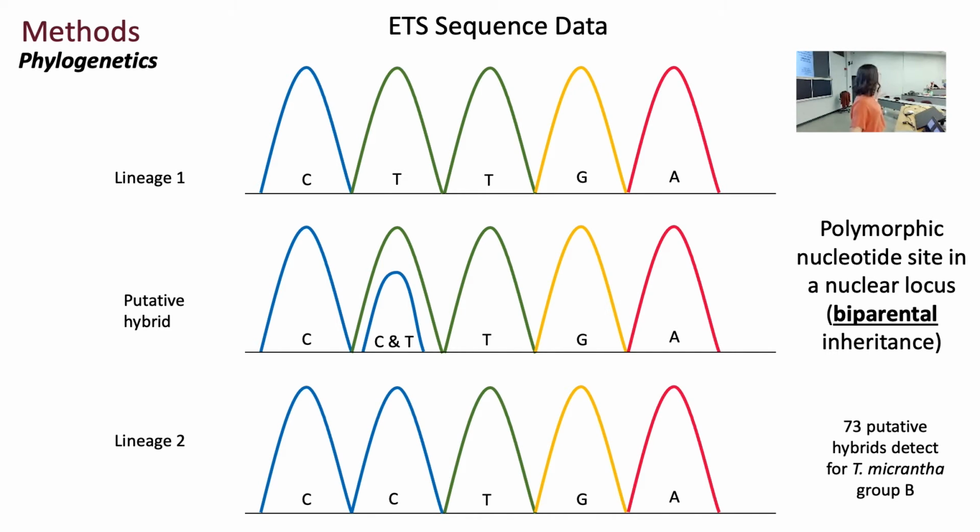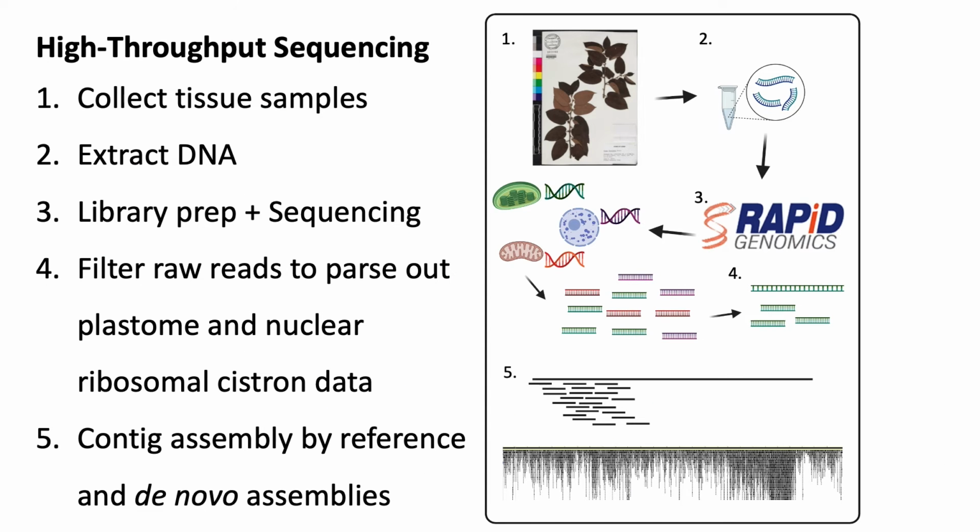And in my data set, we've detected 73 hybrids within Trema micrantha group B. So that's only about 25% of our samples. And those were removed from the phylogenetic analyses because they're hybrids, they can pop up in different clades and it can make things kind of complicated.